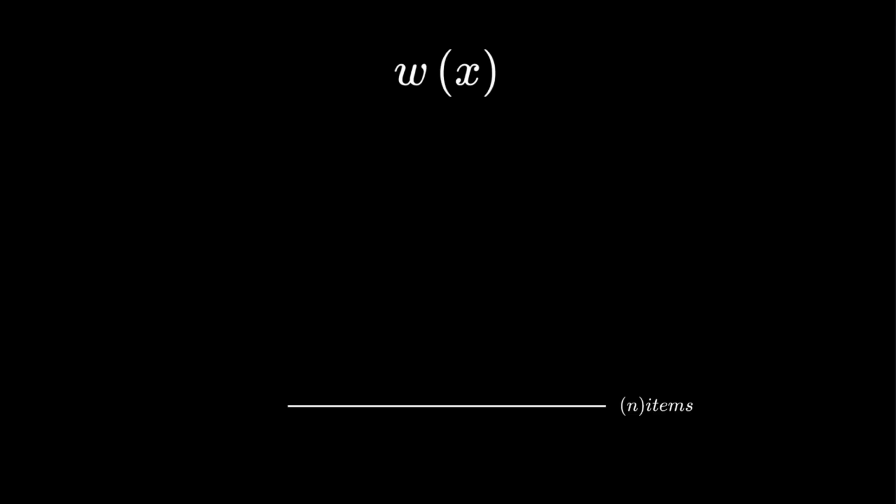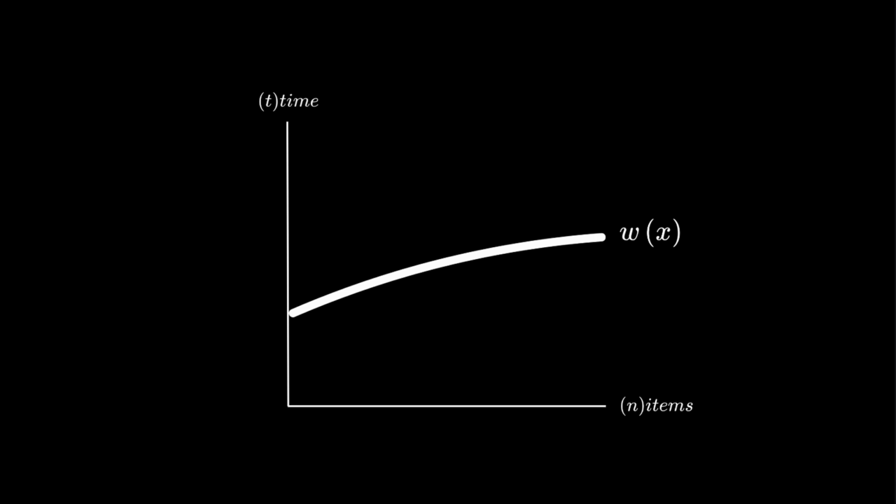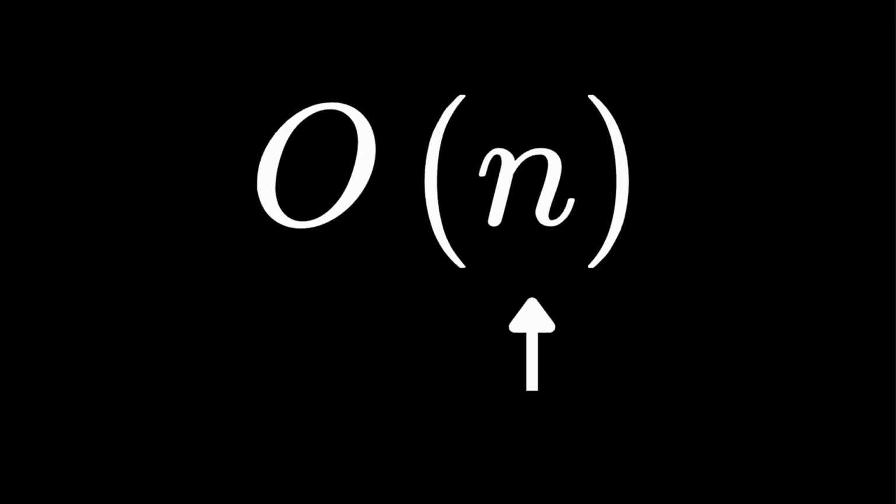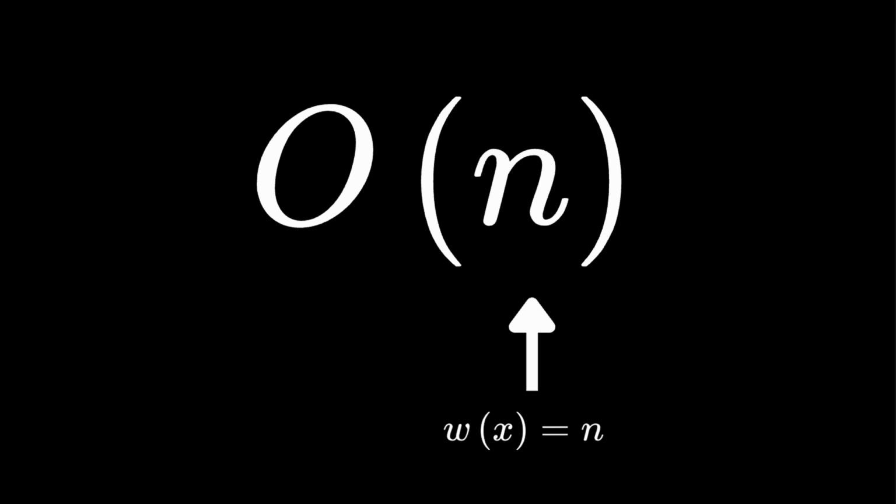Now on the x-axis we're going to have the n number of items we're trying to sort using our sorting algorithms, and on the y-axis we're going to have the time taken for the sorting algorithm to sort n items. So big O notation is represented as big O brackets n, and that n is actually the function. So this is what w of x is equal to. If we have big O of n squared, that means our function w of x is equal to x squared. And I'm sure you get the gist. So let's start off with our first sorting algorithm.